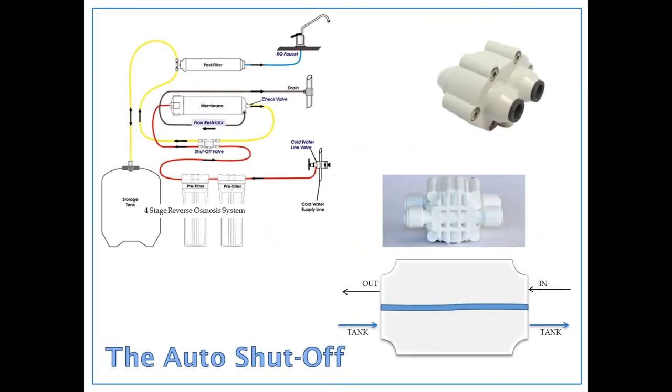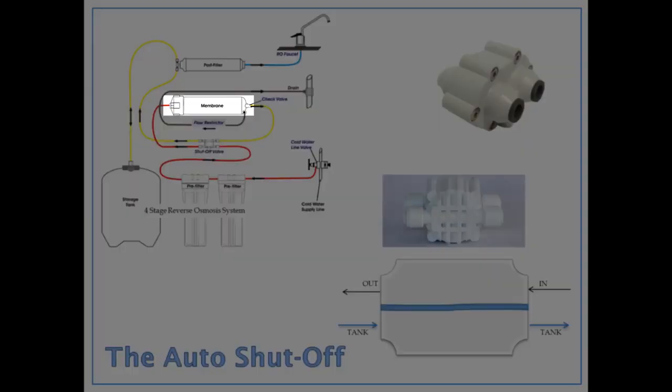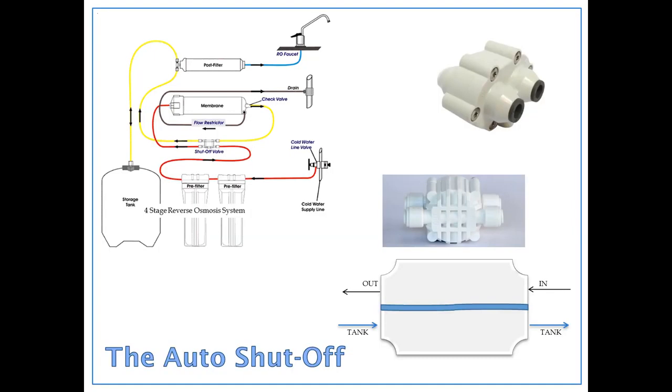So after it goes out of that membrane, you'll see it here on the left-hand side. Here is just a generic schematic drawing of a flow pattern coming out of an RO system. An integral part of pretty much everybody's reverse osmosis systems today is going to be a shutoff valve. And the shutoff valve is going to have two sides to it. It's going to have a feed side. It's going to have a tank side.